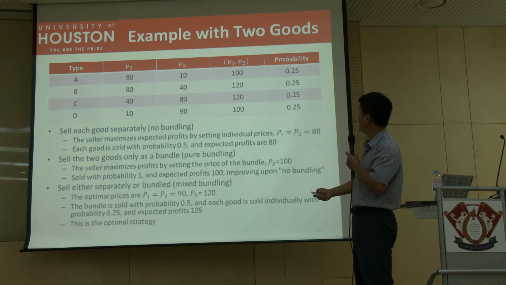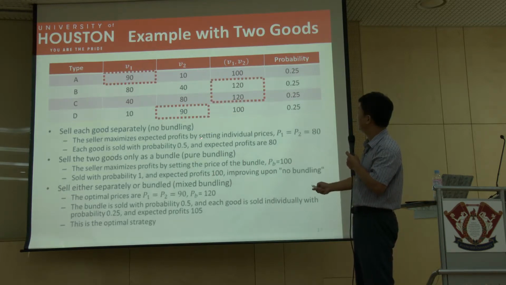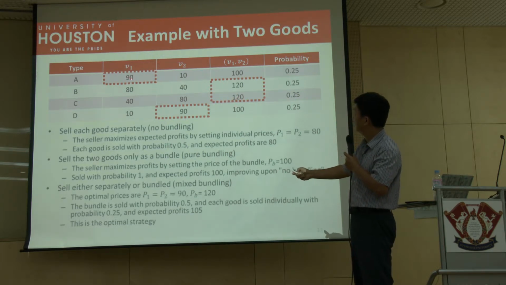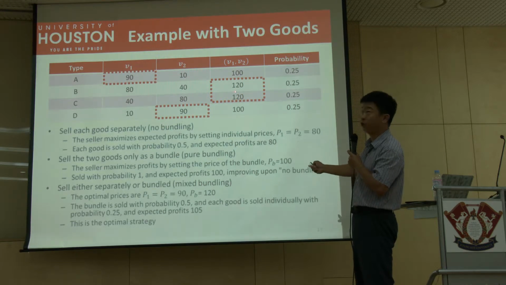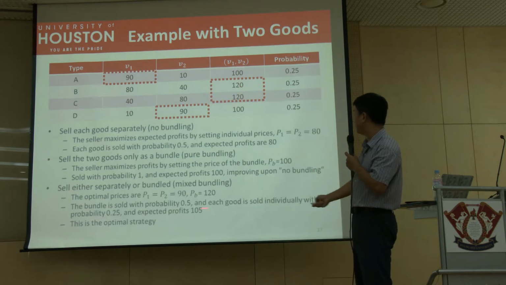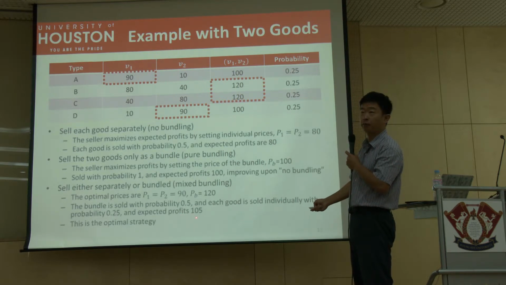100. On the other hand, if we sell V1 at 90, V2 at 90, and the bundle at 120, then after calculating, A and D will buy V1 and V2 respectively, and B and C will buy the bundle together. After averaging, I found my expected payout is 105. So it's greater than anything.